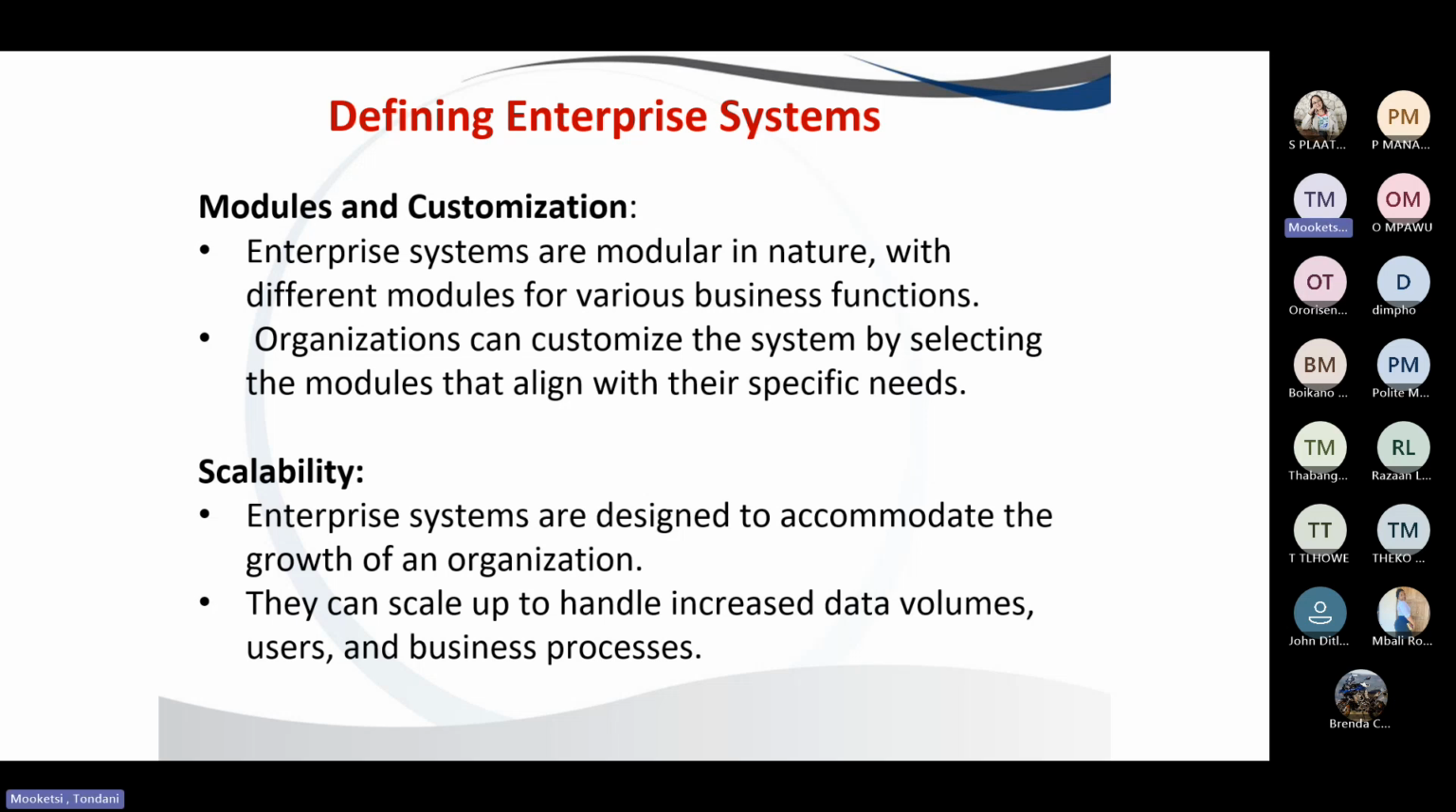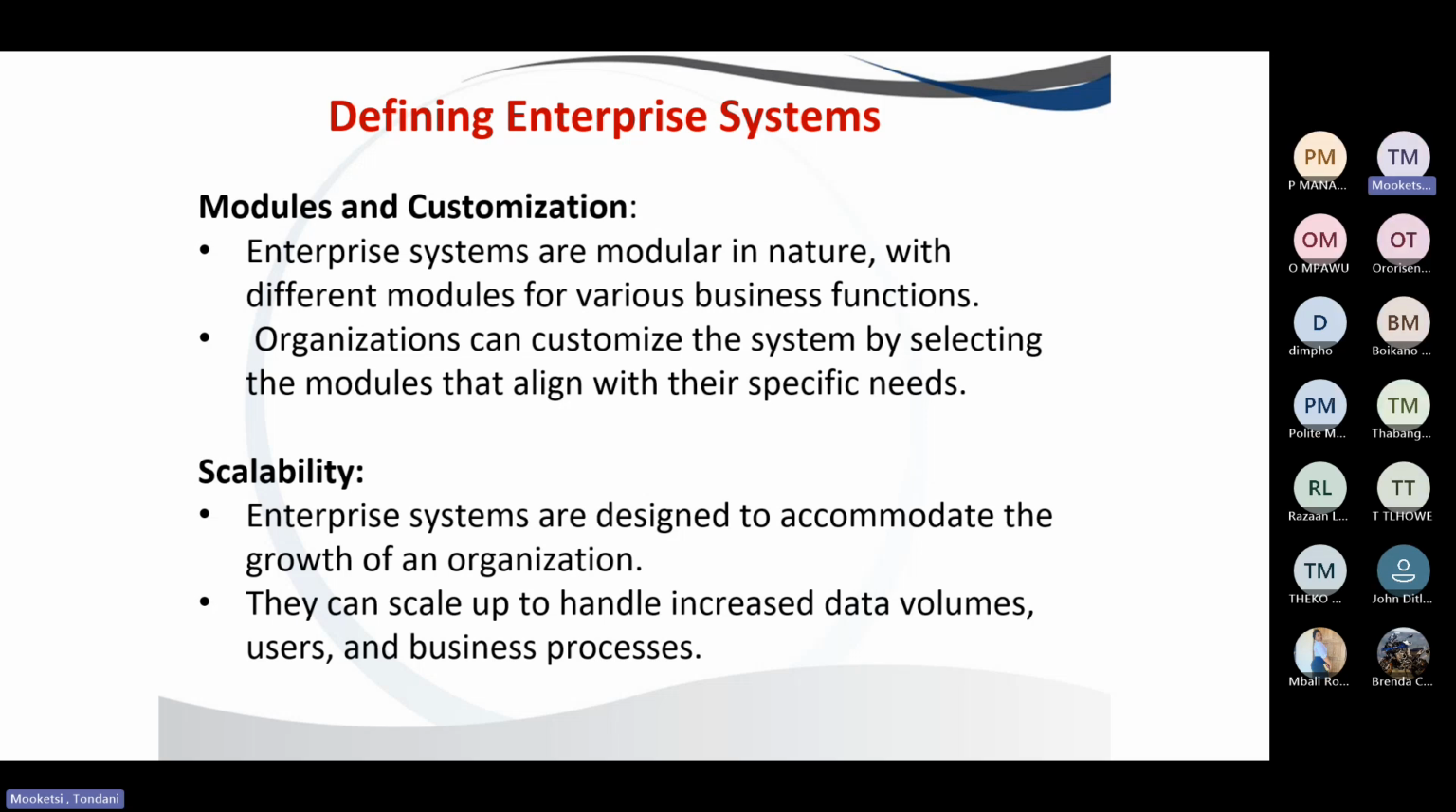Enterprise systems also have modules in nature. So this means different modules for various business functions. So if you are someone who has worked on SAP, you will know that there is different modules like materials management, sales and distribution, project management, etc. So most of these ERP systems are like that. They are modular in nature, meaning that you can separate the business functions according to modules so that it makes it easier to customize the system by selecting the modules that align with the specific needs.